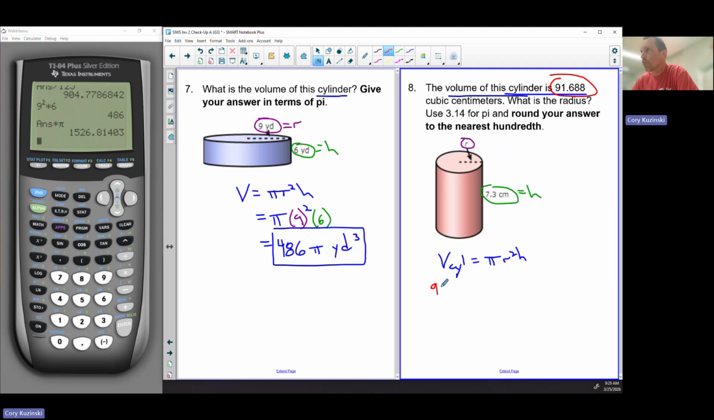So let's go, 91.688 equals, oh, we're using 3.14. 3.14 times the radius squared times the height, 7.3. I think I'll just multiply the 3.14 times the height. 3.14 times 7.3 is 22.922.